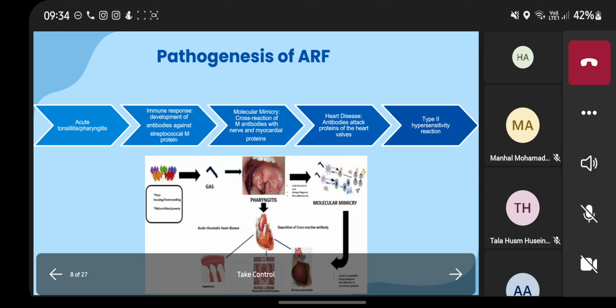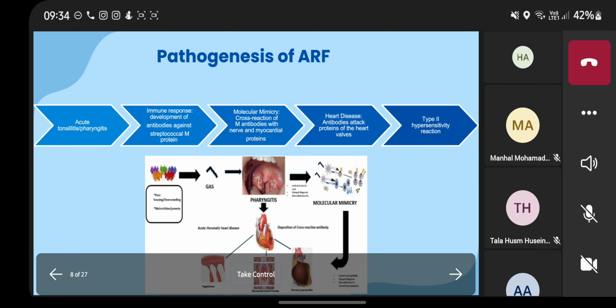So what's the pathogenesis in this disease? I think you can see my cursor in the slide itself. So we start with acute inflammation of the tonsils or the pharynx, and as you can see in the picture, it's inflamed.